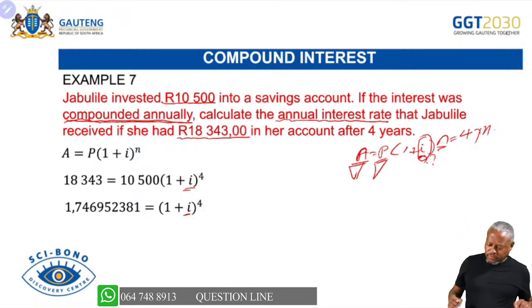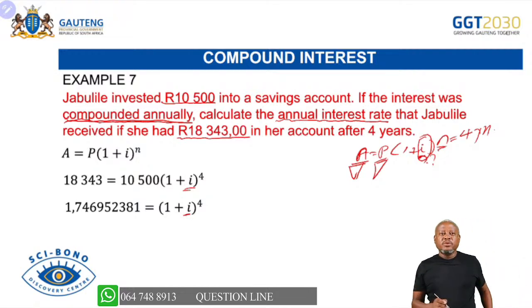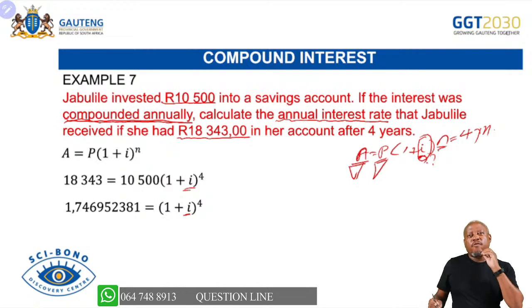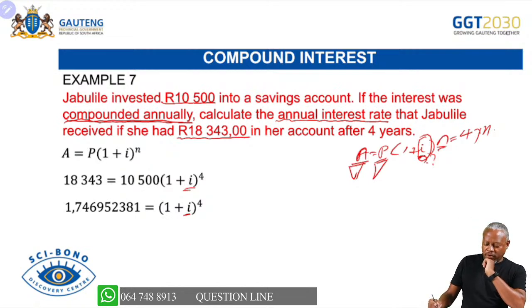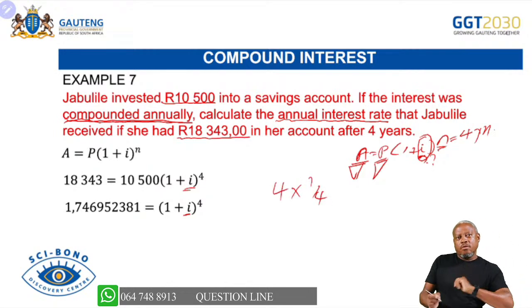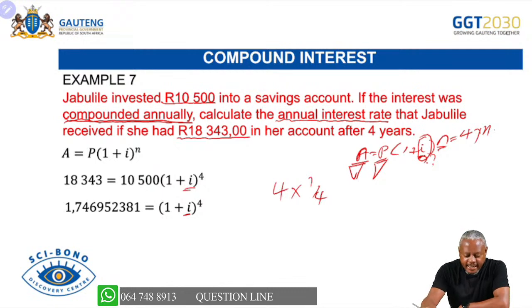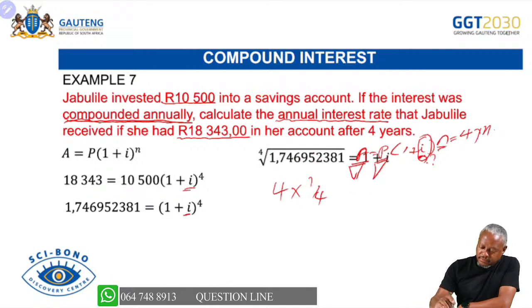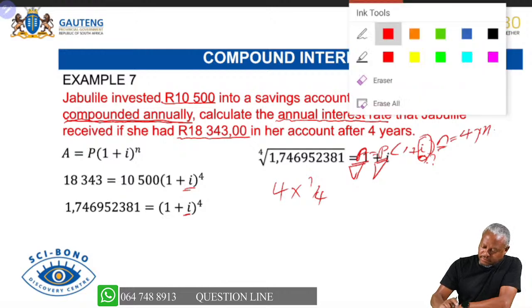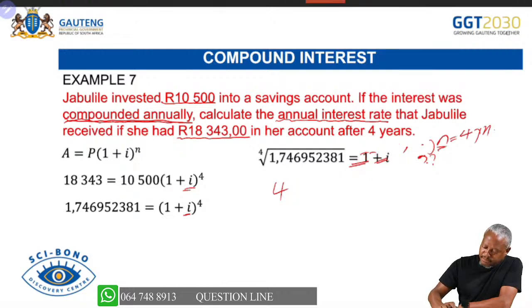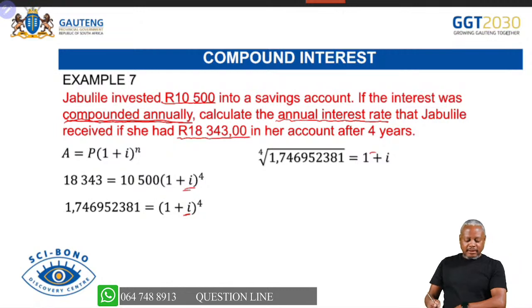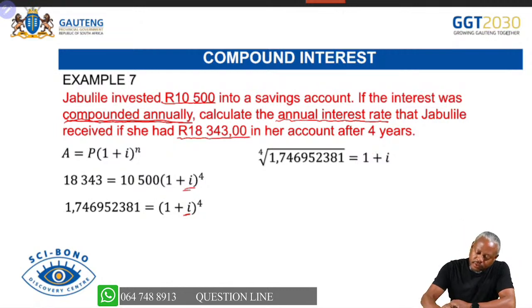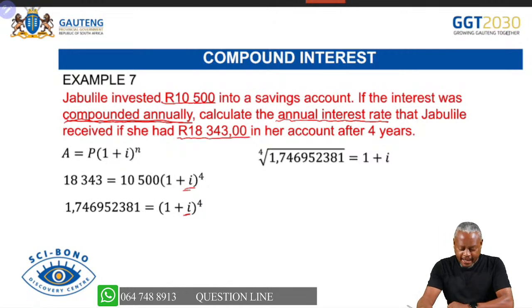We are still looking for I. Now we need to get rid of the exponent 4. What do we do? You can multiply it by 1 over 4. If I want to get rid of 4, I just multiply by 1 over 4. That is the inverse identity. Let me erase my scrap note. To the exponent 4, and then we are left with 1 plus I.